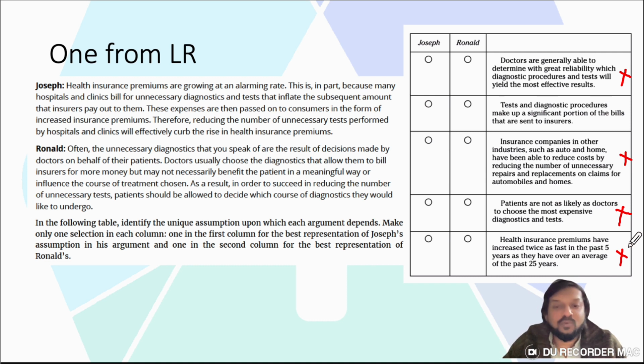Now, if you look at this, he is fundamentally saying that the health insurance premiums are growing because the clinics and hospitals are putting unnecessary diagnostics and tests that inflate the subsequent amount, which fundamentally means that these tests and diagnostics form a significant part of the bills, and therefore very clearly this is his correct assumption. Now remember, this is for Joseph. So while marking it, keep that in mind. For Joseph, the third column, second row is the correct answer.